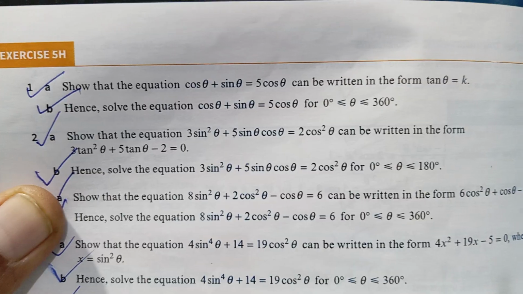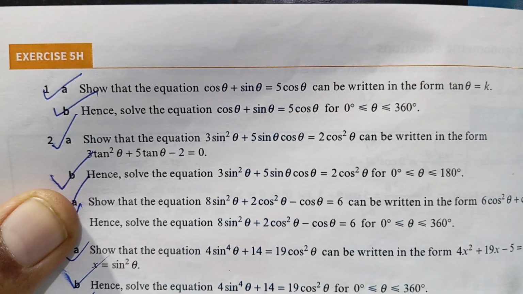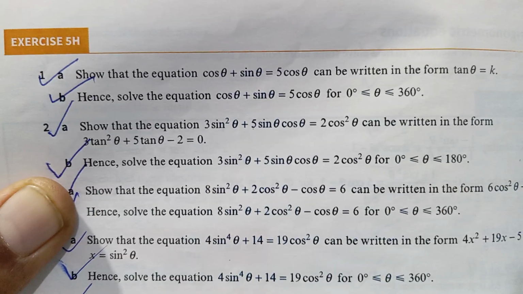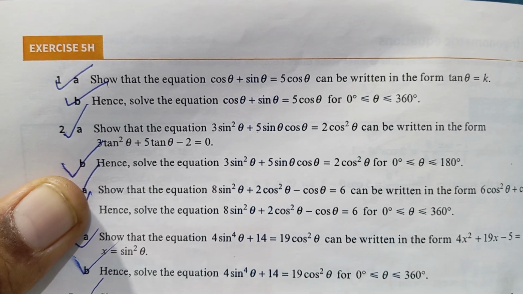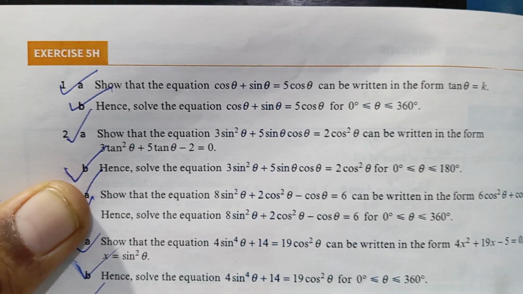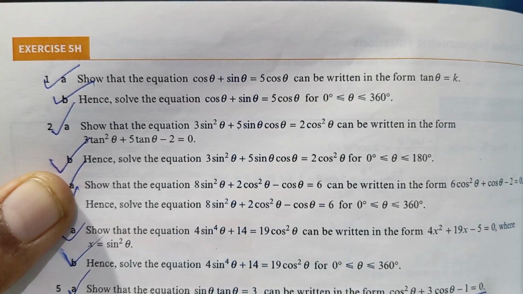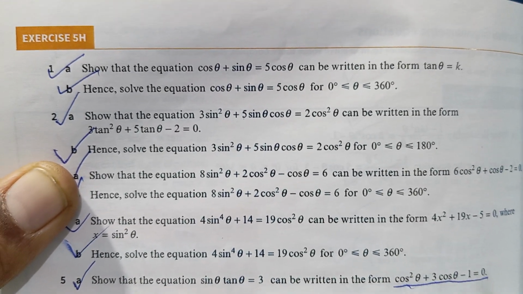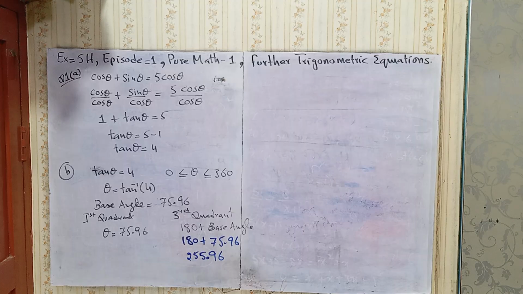Show that the equation cos theta plus sin theta equals 5 cos theta can be written in the form tan theta equals k. So we have to prove that this is tan theta equals a constant. B part is: hence solve the equation cos theta plus sin theta equals 5 cos theta for theta from 0 to 360. Okay, so the method is very simple.